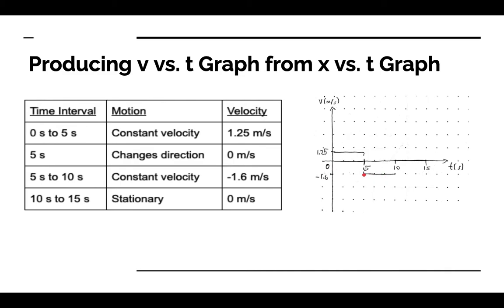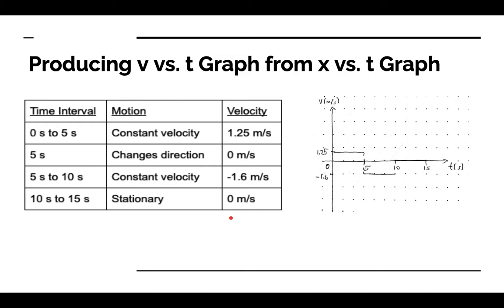From 5 to 10 seconds, we change directions. We see our velocity goes from positive to negative. And from 5 to 10 seconds, our velocity is negative 1.6 meters per second. So we graph a flat line at negative 1.6 meters per second. And then from 10 to 15 seconds, we have a flat line at 0 meters per second because our object has a velocity of 0 meters per second from 10 to 15 seconds.